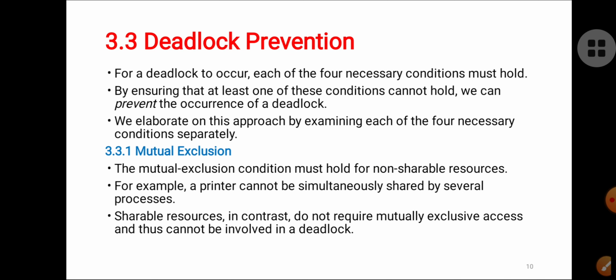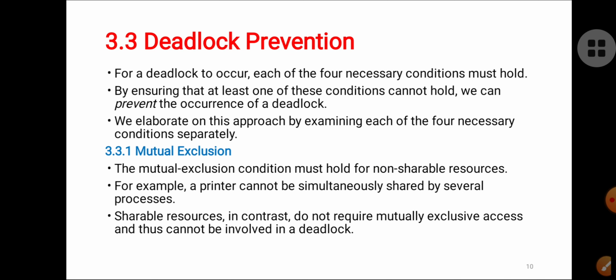When all four conditions are satisfied, only then does deadlock occur. If any one of these four conditions is not satisfied, then the deadlock will not occur, so we can prevent the deadlock. We can describe in detail the approach by testing each of these four necessary conditions now. The mutual exclusion condition must hold for non-shareable resources.